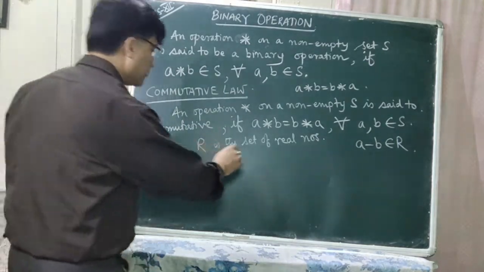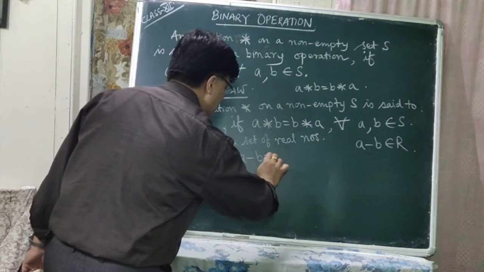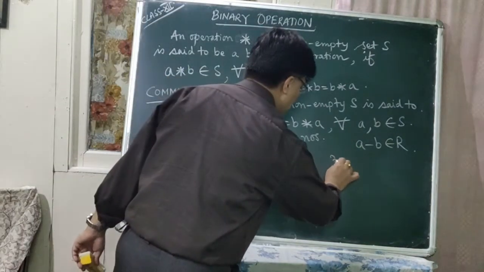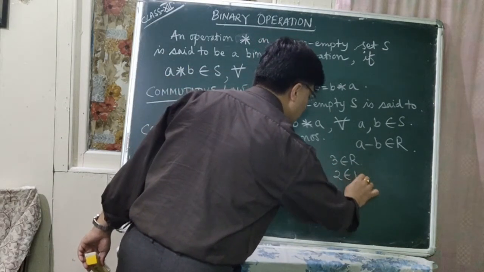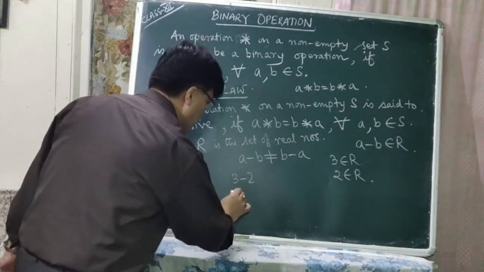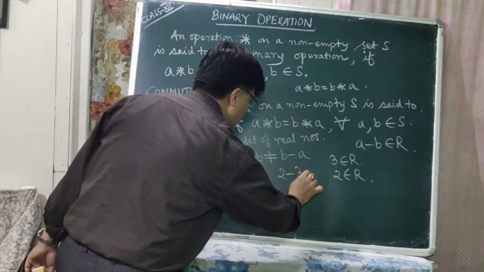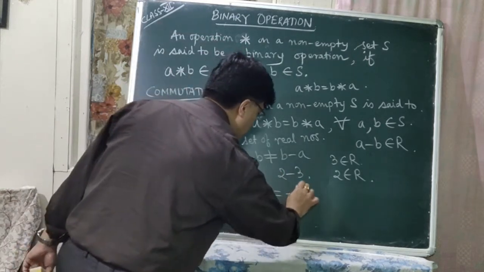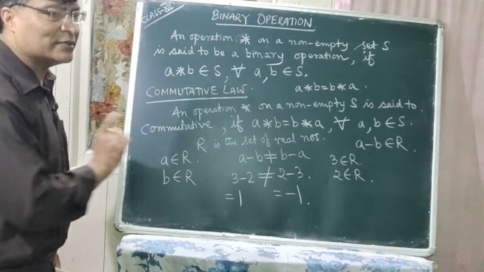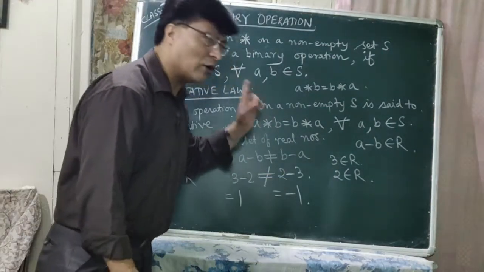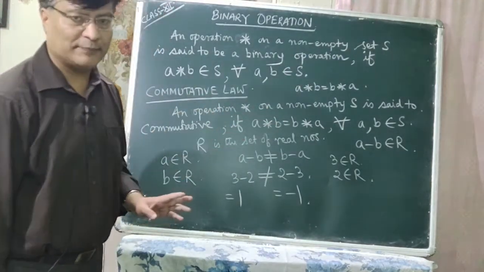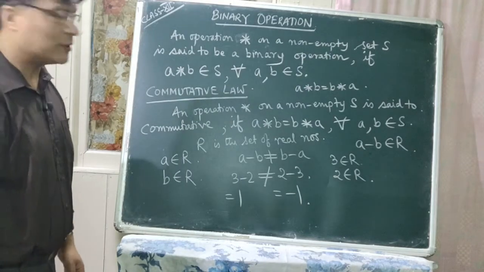Let us check it. A minus B is not equal to B minus A, as you know that 3 belongs to real numbers and 2 belongs to real numbers. What is 3 minus 2? 3 minus 2 is equal to 1, but is 2 minus 3 equal to 1? No, this is equal to minus 1. So 3 minus 2 is not equal to 2 minus 3. So this subtraction operation is a binary operation, but it does not satisfy the commutative property. Okay, so I think you have understood it.